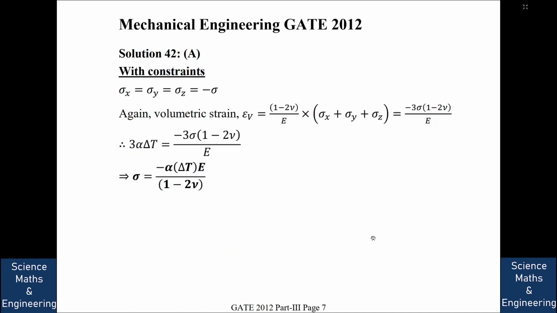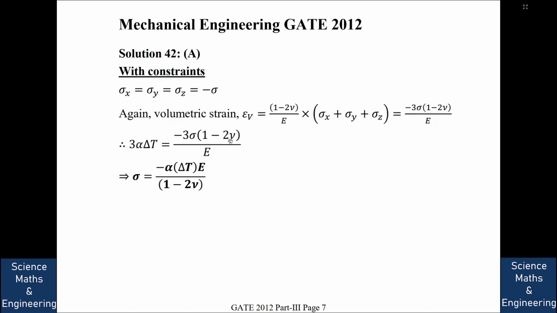Then with constraint, what is happening is that we already know sigma x equals sigma y equals sigma z equals minus sigma. So volumetric strain epsilon v would be (1 minus 2 nu) by E into (sigma x plus sigma y plus sigma z). Okay, so this is the formula. So from here we know that sigma x, all these are minus sigma, so it becomes minus 3 sigma (1 minus nu) by E.